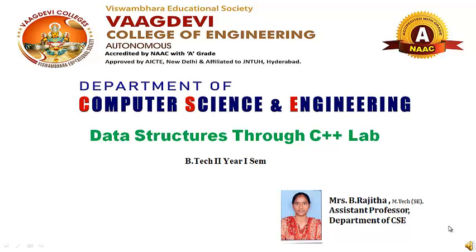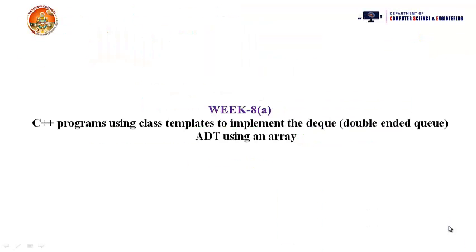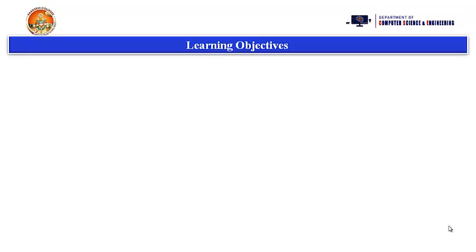In this session, we are going to learn about data structures through a C++ lab program. The program is: write a C++ program using class templates to implement the DQ, that is double-ended queue, using an array. In the previous session we already discussed how to implement the double-ended queue using an array and how to perform all the different types of operations on it. In this session we are going to see the applications of DQ and how to execute the double-ended queue using an array.